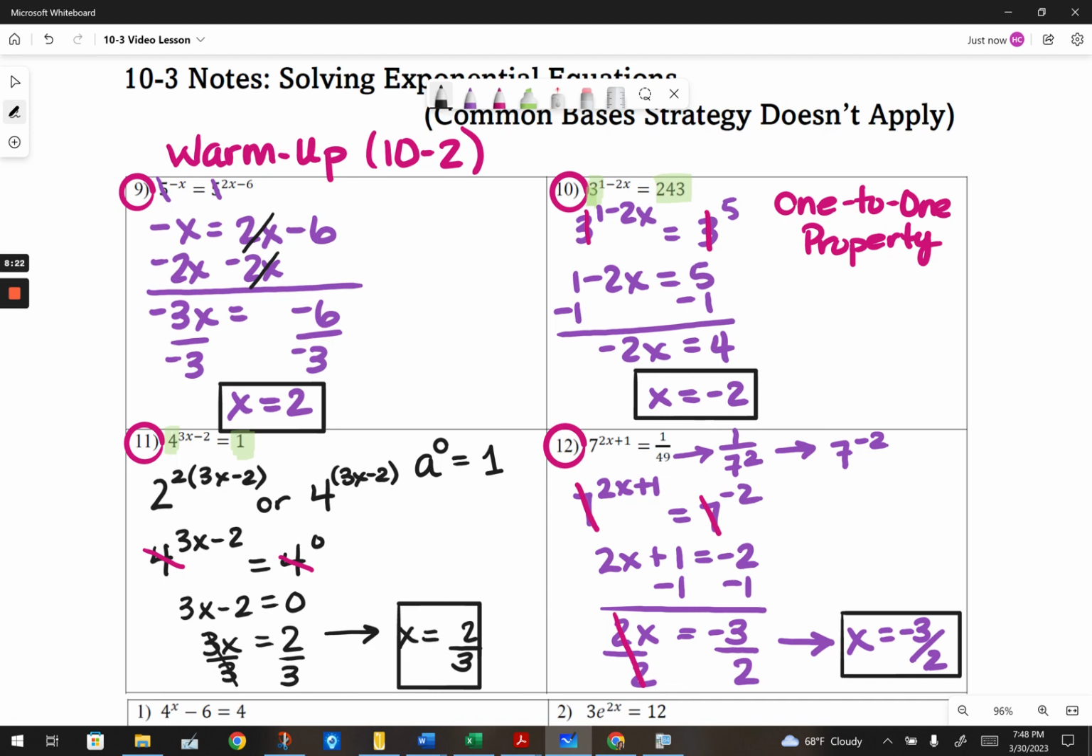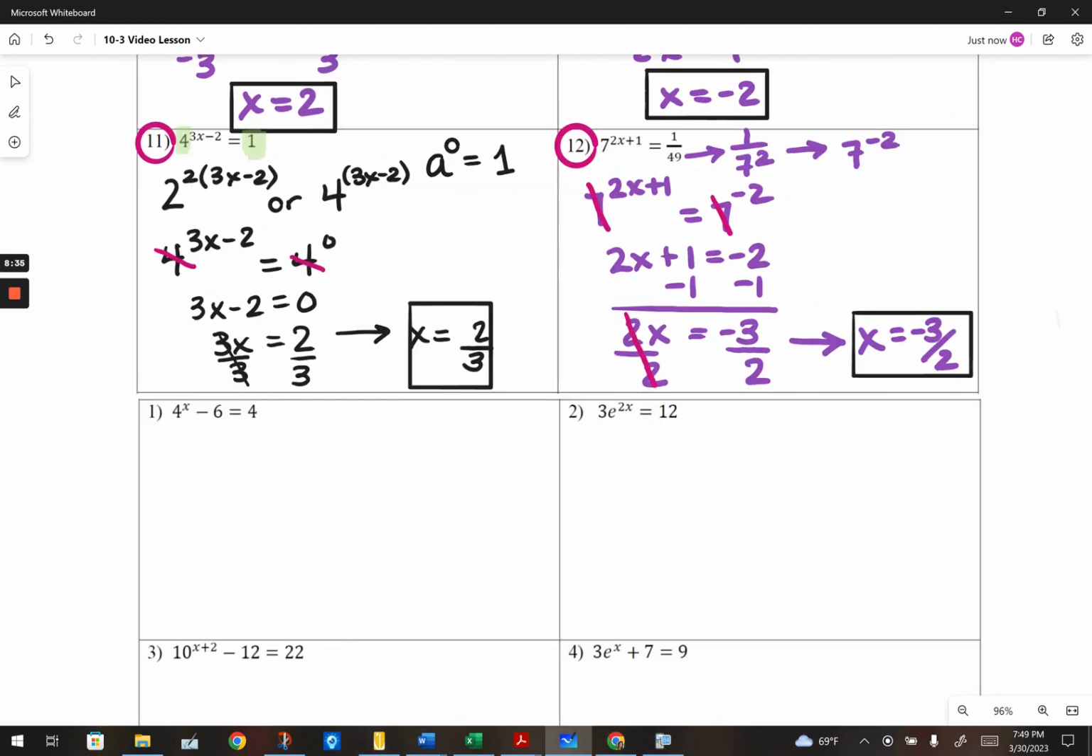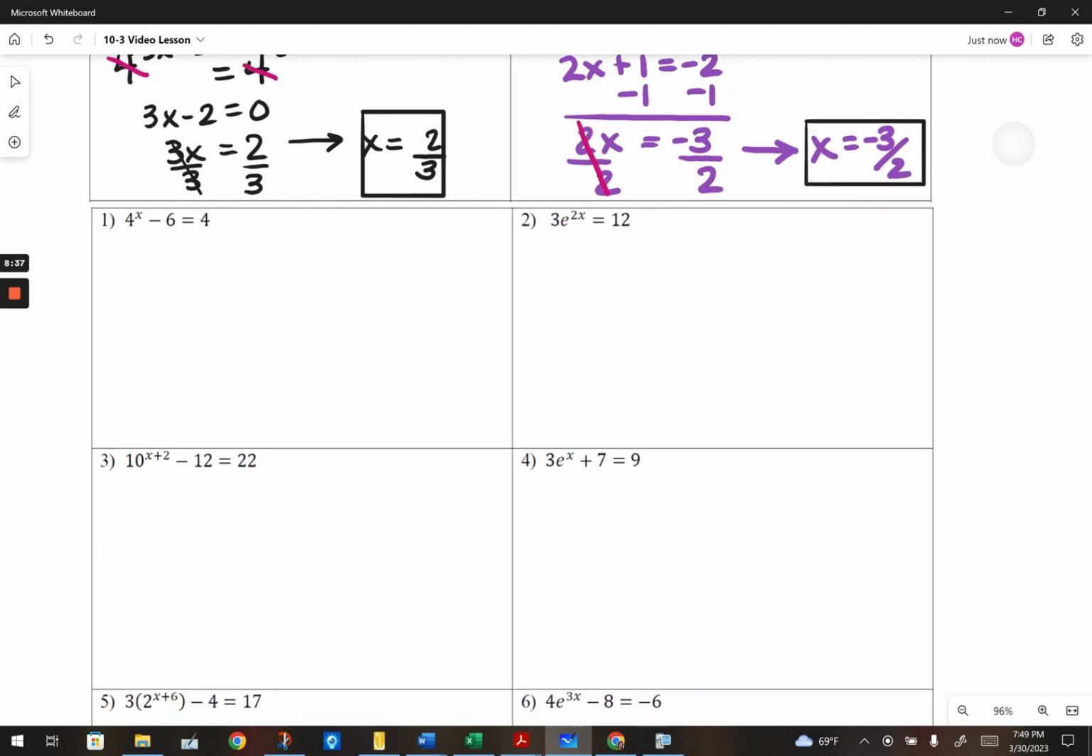So in these 4 examples, again, that mimic those problems that you did in 10.2, in all these problems we are finding common bases. So we are finding common bases up here to be able to solve the exponential equation. But look what happens in the next few problems that we're going to work out.